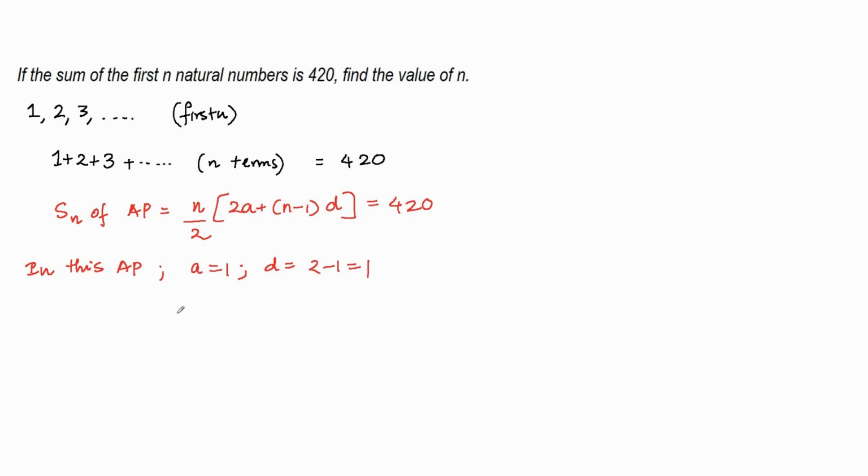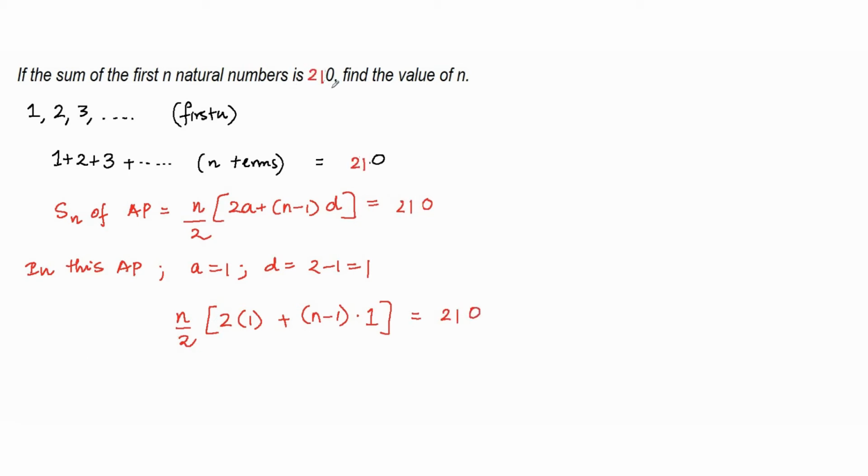So substitute these values here, I get n by 2. n is the number of terms, which is what we are supposed to find right now. So n by 2 times 2 into a plus n minus 1 times d. So d is going to be 1 again, is equal to 420.